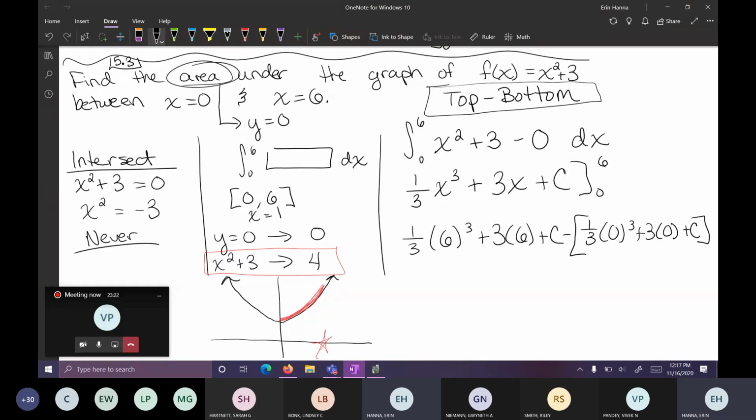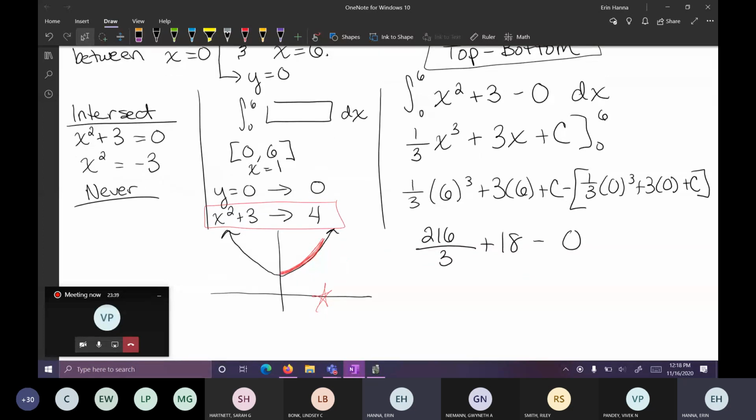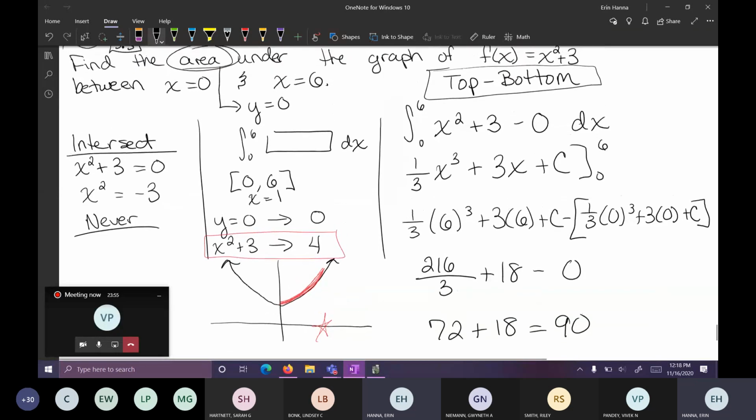So what the heck is 6 cubed? So it'd be 216 over 3 plus 18 minus 0. Okay. And let me go one step further just in case. Actually, wait a minute. 216 divided by 3 is a nice number. So that would reduce to 72. So hopefully, oh yeah, the answer is 90 for that one, which is hopefully what you would get when you plug it into your calculator.